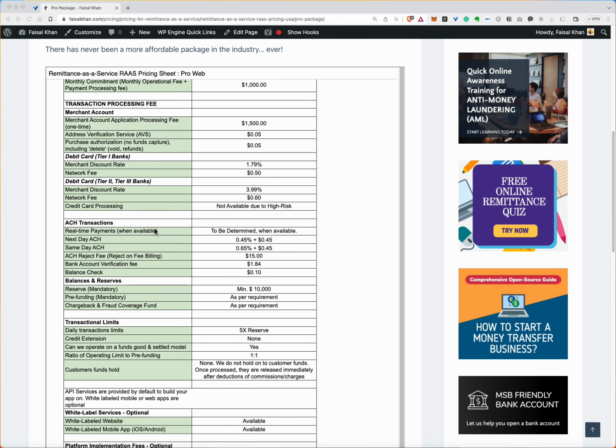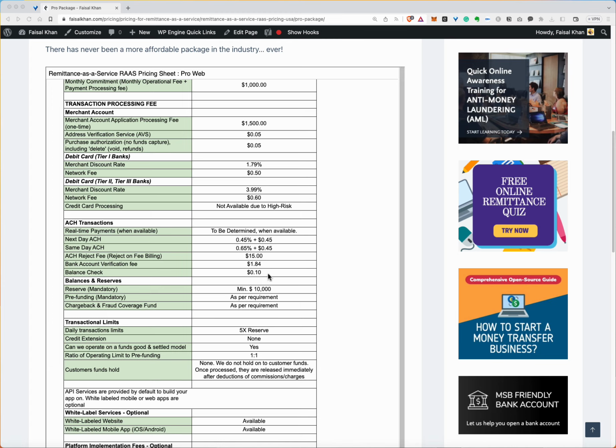For ACH transactions, real time, if it's available, it's available. Next day is 45 basis points plus 45 cents. Same day is 65 basis points and 45 cents. The ACH reject fee is $15. The bank verification fee is $1.84.